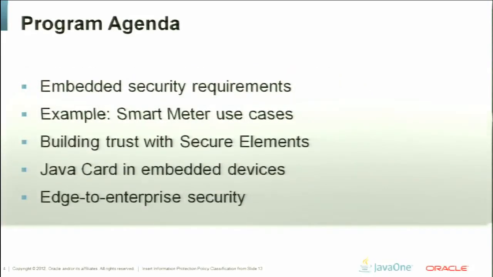Okay. So we'll start with a little introduction about the specific requirements for embedded security. And for doing that, I'll try to illustrate it by examples from the utilities area with a smart meter use case to which a lot of people can actually relate fairly easily. And then we'll look at how we can build trust in several ways by using secure elements. And then we'll look at how Java Card and Java can work together on embedded devices and conclude with a few final statements on the edge to enterprise security.